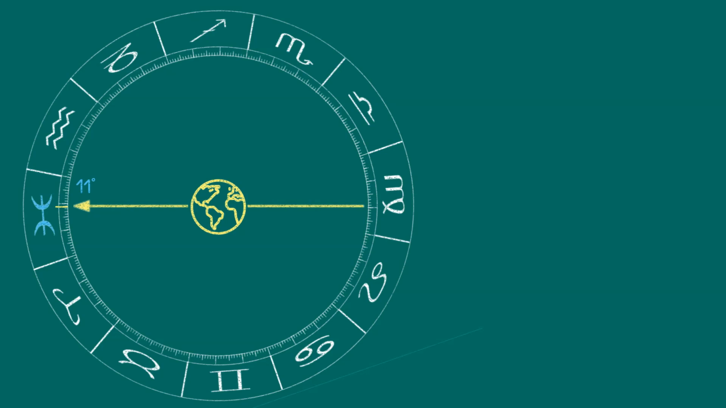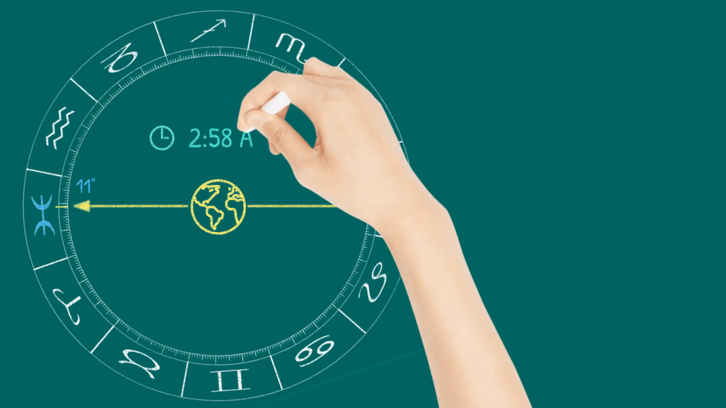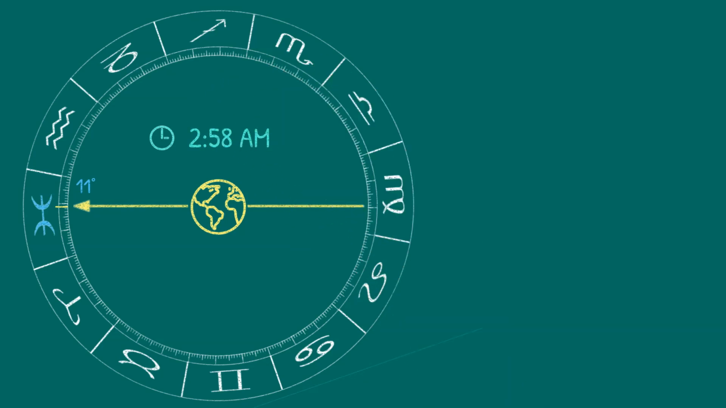Let's stop here for a moment. When George Clooney was born on May the 6th, 1961, it was 2:58 in the morning, and the ascendant was exactly at 11 degrees in Pisces, just like in this birth chart. 1 hour after his birth, the world had of course moved on, and let's see how the ascendant would have shifted in the birth chart.